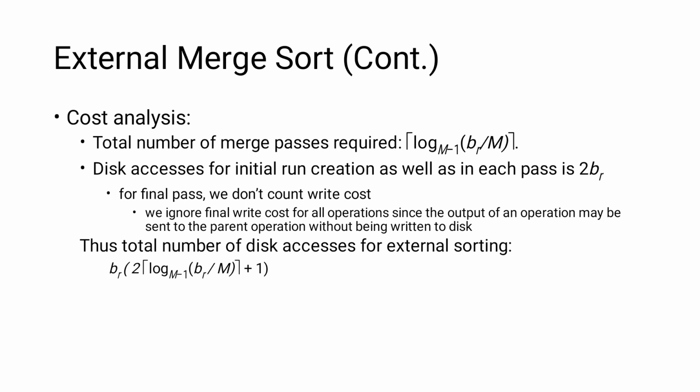Each of these passes reads every block of the relation once and writes it out once, with two exceptions. First, the final pass can produce the sorted output without writing its result to disk, and second, there may be runs that are not read in or written out during a pass. The total number of disk accesses for external sorting is BR(2⌈log_{m-1}(BR/m)⌉ + 1). This is all about external merge sort.